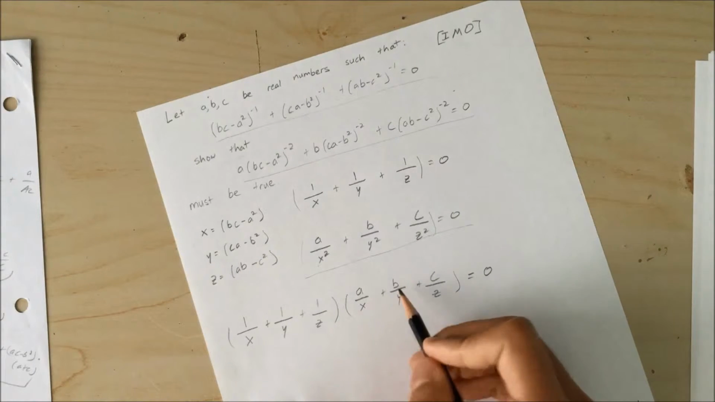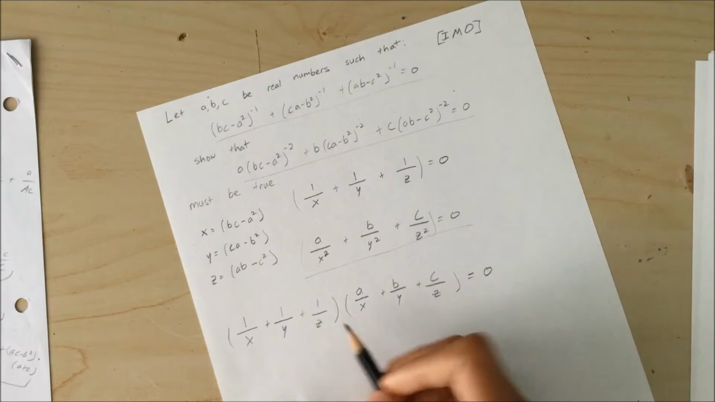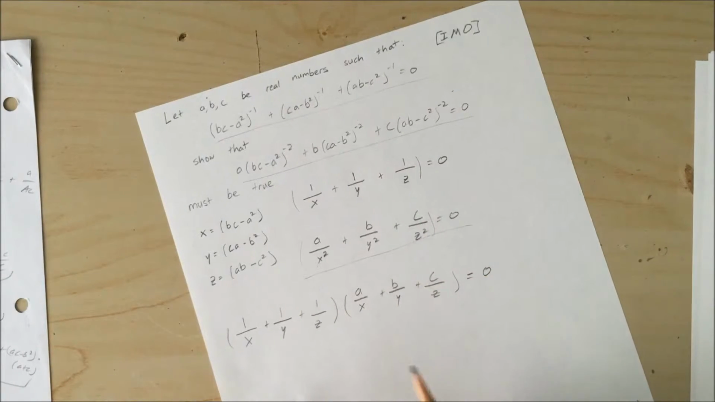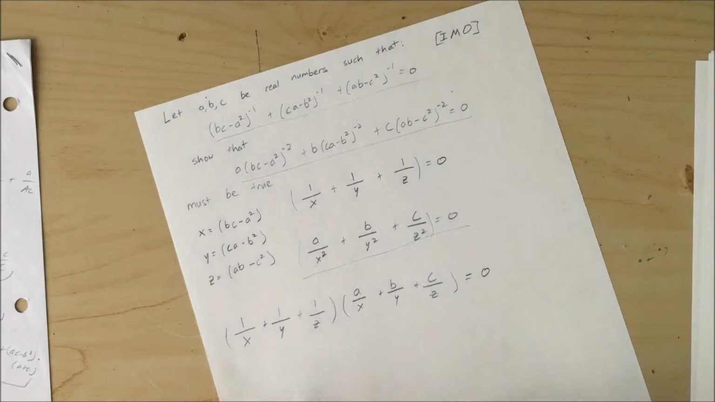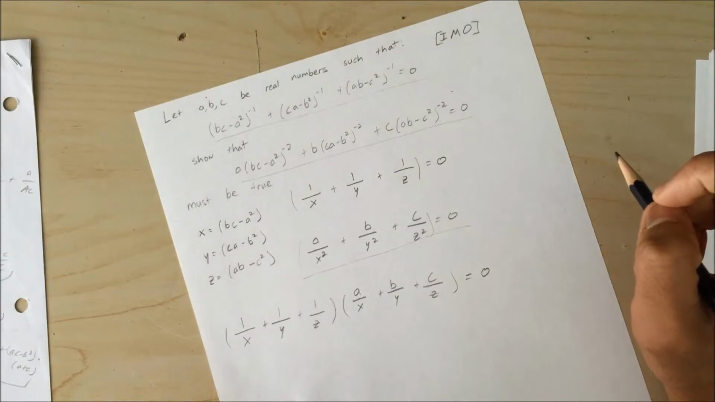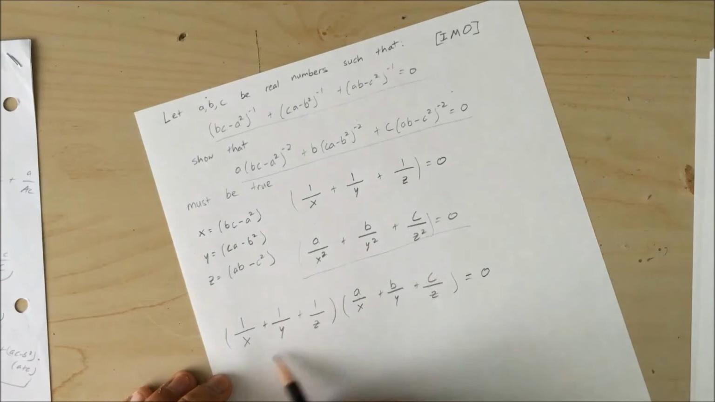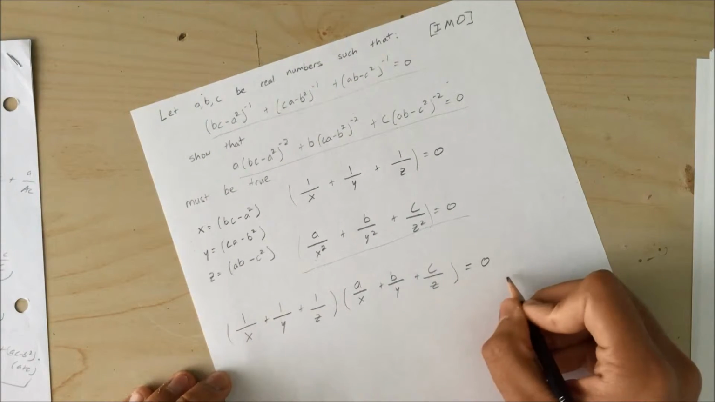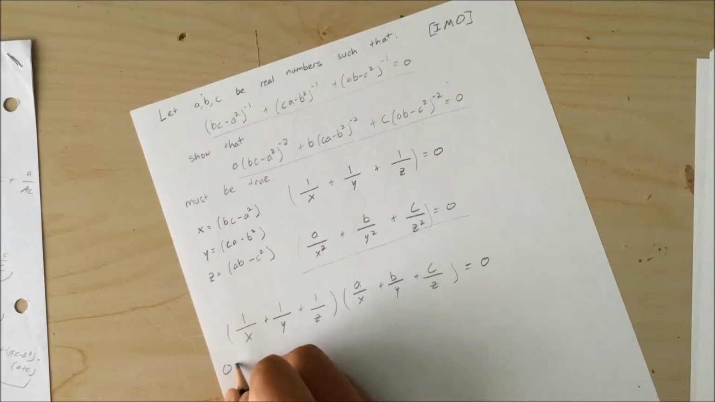1 over y times b over y will produce b over y squared, and 1 over z times c over z will produce c over z squared, along with the other cross terms that result from multiplying trinomials. So if we want to actually expand this, which we should do, we will get that, and I'll write 0 over here just on the side.